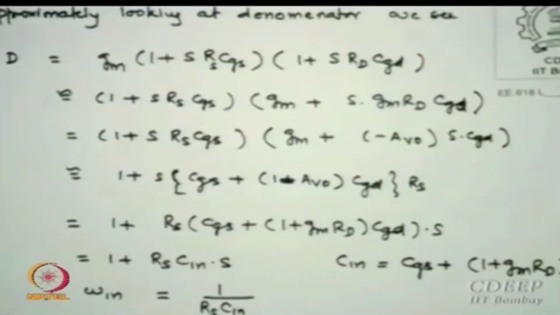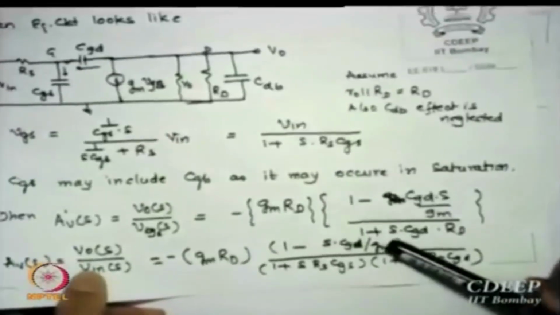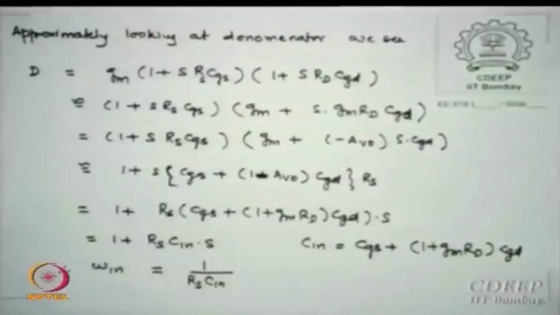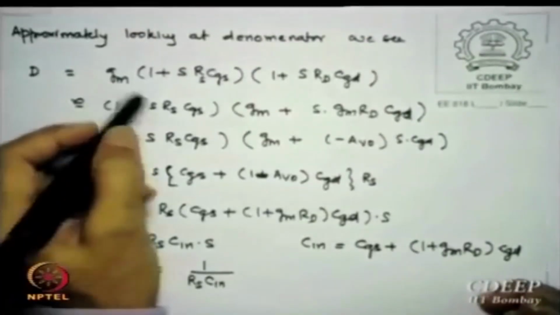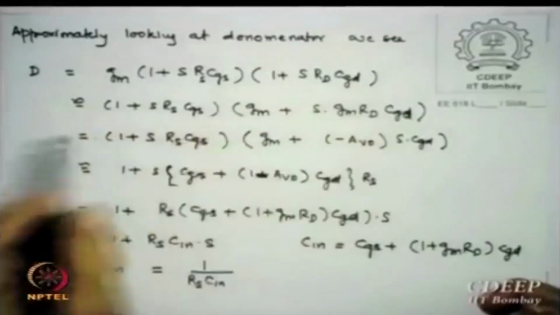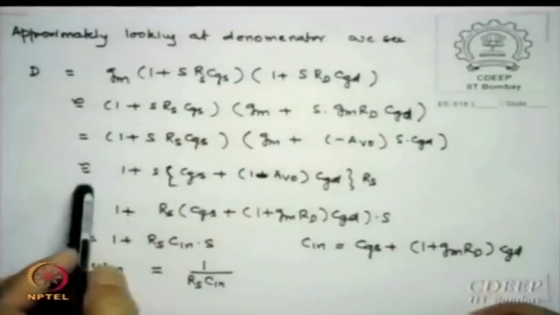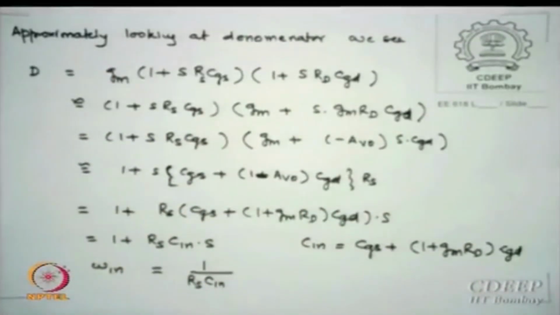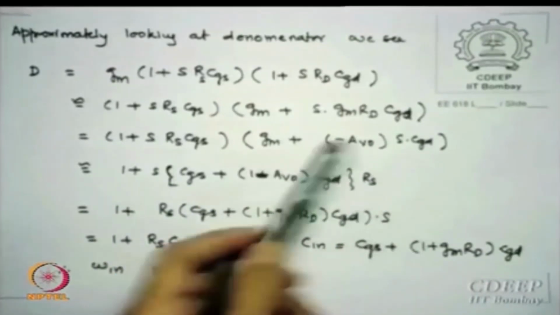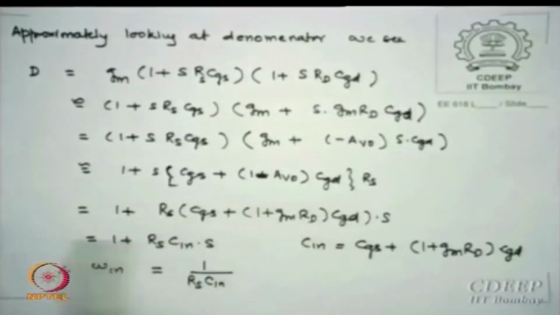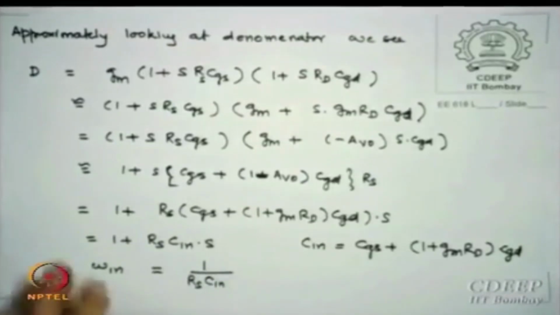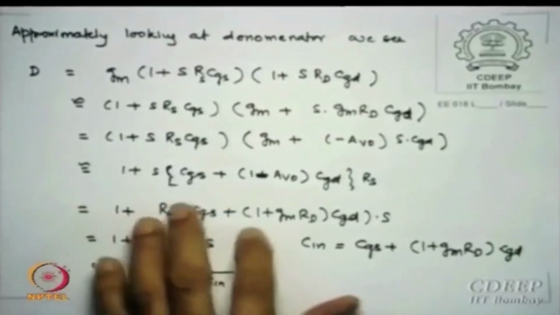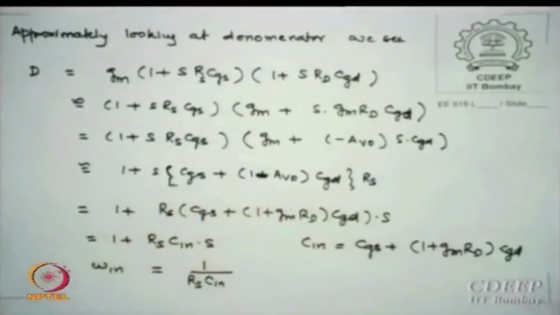This is given in Razavi's book, so you can go back and look into it. D is equal to Gm, this Gm which is here I have brought it down. So I get D is equal to Gm times 1 plus S of this into this. And if I connect the terms, I get something of this kind, and Gm Rd is minus AV0. So I get finally a term which is 1 plus S CGS, 1 plus Gm Rd CGD into S.